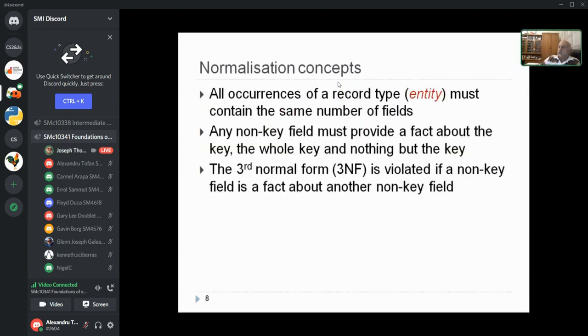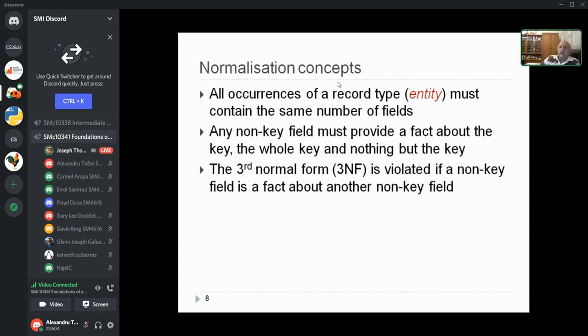Now, the concepts of normalization are that all the occurrences of a record type of an entity have to contain the same number of fields, the same number of attributes. So we can't have an occurrence of an entity that has fewer attributes than other occurrences. It could be that there is no data in an attribute. For example, you could have customers who do not have an email address. But in that case, they still have an attribute called email address, and it will be null, or it will be blank.